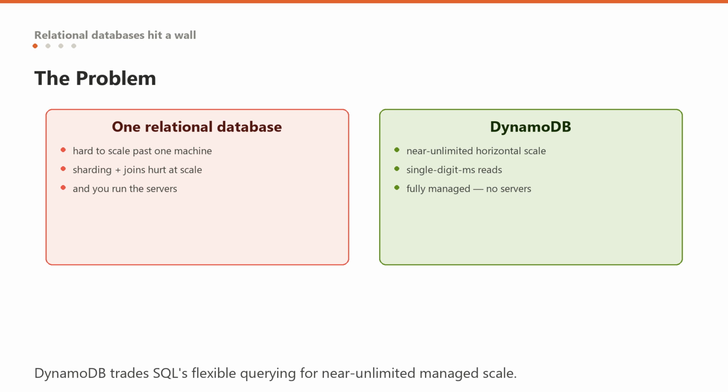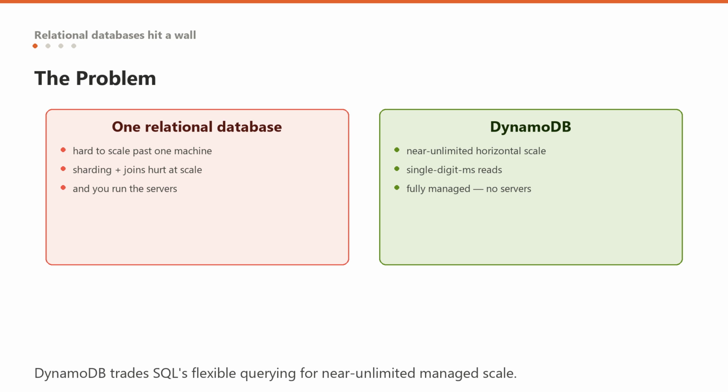A traditional relational database is fantastic until you try to scale it beyond one very large machine. Sharding it across many machines yourself is painful, and joins and complex queries get slow at massive scale. For workloads that need predictable, low-latency access to huge amounts of data, think shopping carts, user sessions, gaming state, you want something that scales horizontally and stays fast no matter how big it gets. And ideally, you don't want to run any database servers at all.